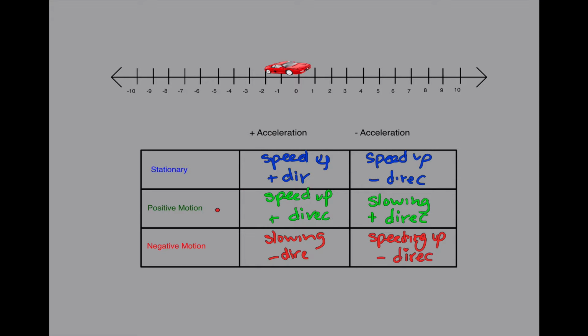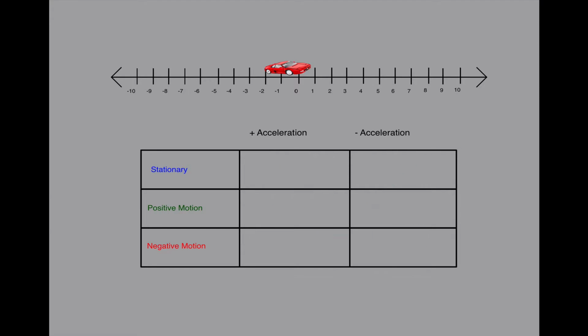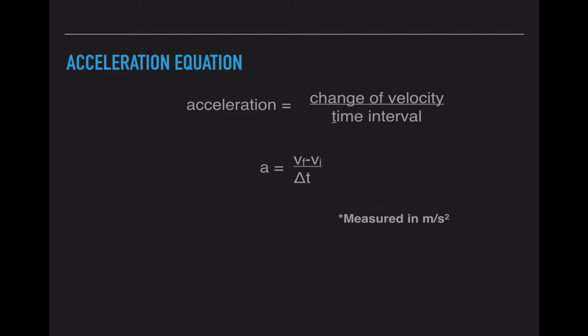Positive acceleration and positive motion means you're speeding up. Negative acceleration and positive motion means you're slowing down. If they are the same, you add them. If they are different, you subtract them. So here's our acceleration equation. The change in velocity over a time interval. So we can break that down a little bit further, and change in velocity is the final velocity minus the initial velocity and the change in time.